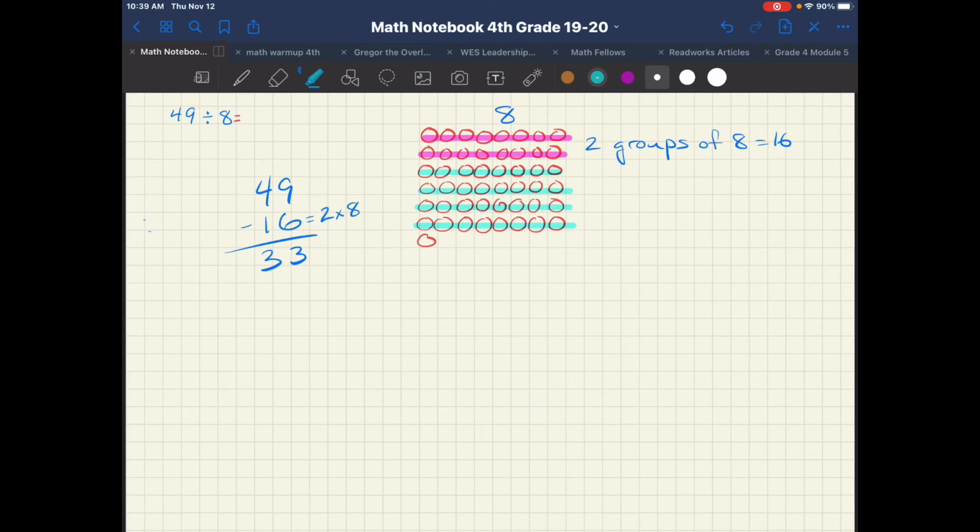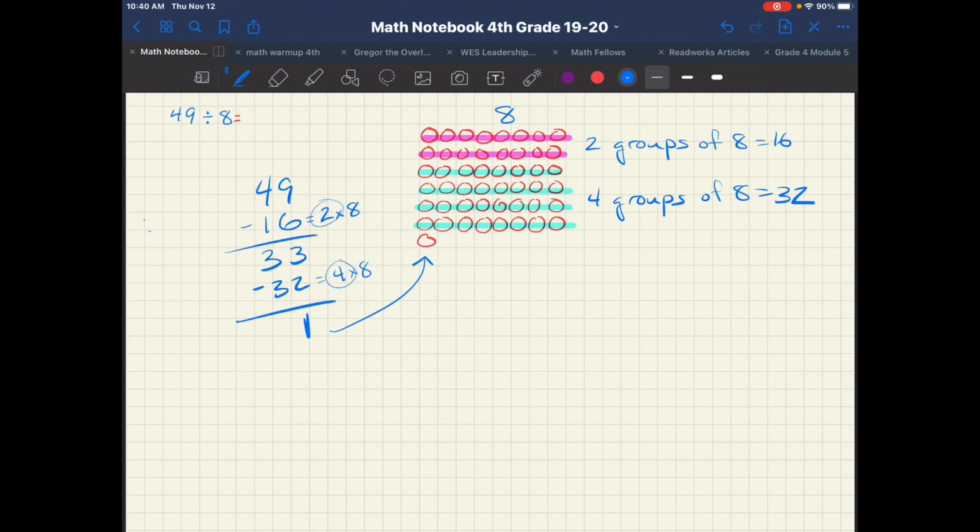And 4 groups of 8 is twice as big as 2 groups of 8. And I could also use a multiplication chart to know that 4 groups of 8 equals 32. So I can take away 32 from those circles that are left. 32 because 4 groups of 8 equals 32. And then I just have 1 left over, and that is that 1 circle that got left. So altogether I had 2 groups and 4 groups. That's 6 groups of 8 with a remainder of 1.